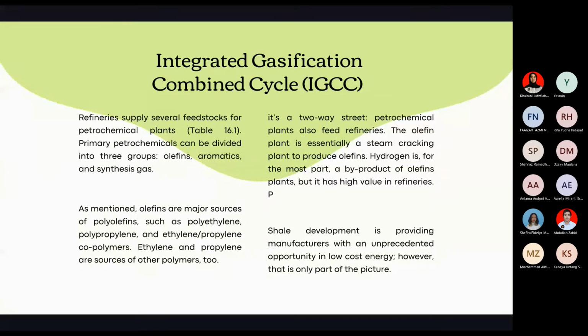It's a two-way street where petrochemical plants also feed refineries. The olefin plant is essentially a steam cracking plant to produce olefins. Hydrogen is, for the most part, a byproduct of olefin plants, but it has a high value in refineries. Shell development is providing manufacturers with an unprecedented opportunity in low energy, but however, that is only part of the picture.